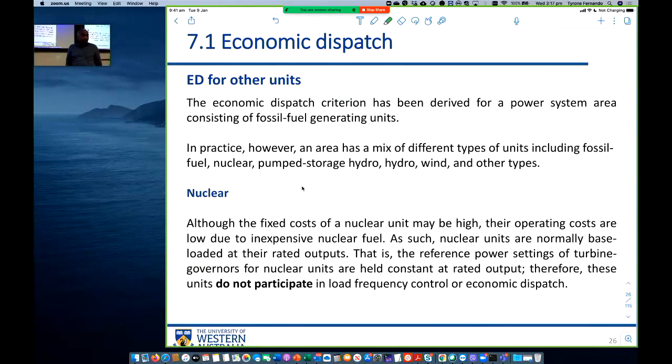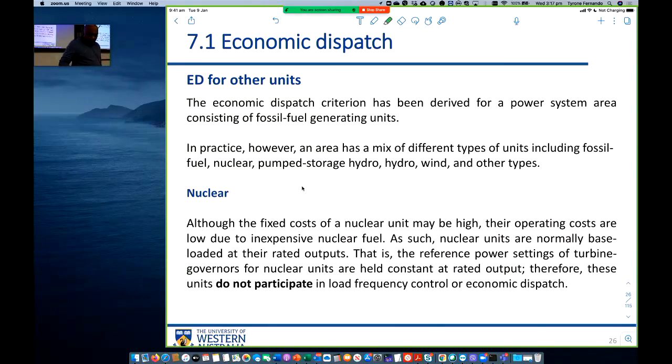That's what we've done, because with fossil fuel generating sources, you can control the generation. You can allocate a specific generation amount for a fossil fuel source. In practice, however, an area has a mix of different types of units, including fossil fuel, nuclear, pumped storage hydro, wind, and other types. So we have different types of generation sources.